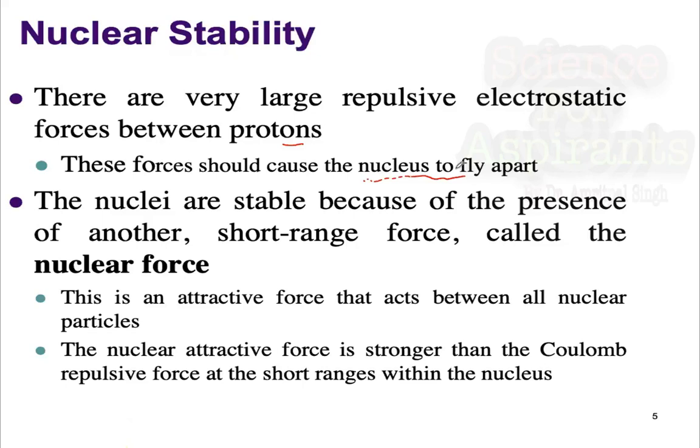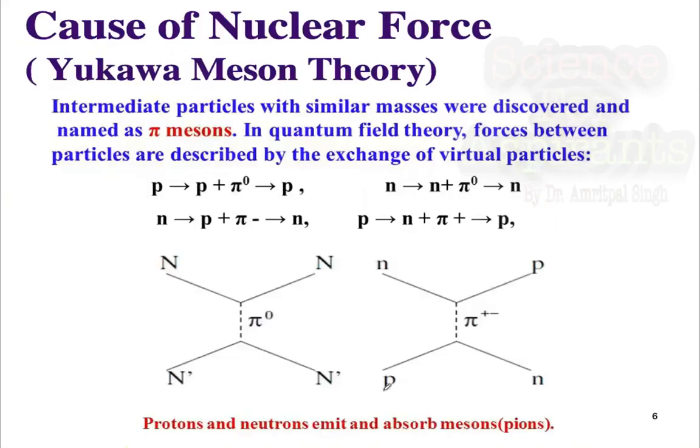So it gives us the idea that apart from these electrostatic or gravitational forces, there is another force which exists between these nucleons and which is binding them, and that force is known as the nuclear force. This force is a very short range, attractive force which binds all those nuclear particles. The nuclear attractive force is stronger than the Coulomb force, and it is a very, very short range force. If we compare the four types of forces, the strong nuclear force is the strongest force which exists in this universe.